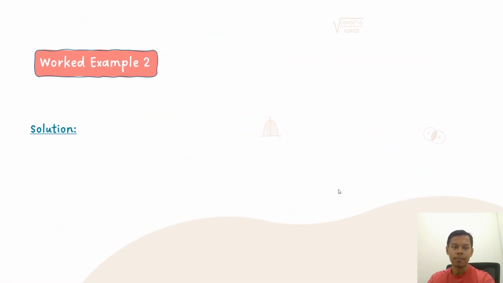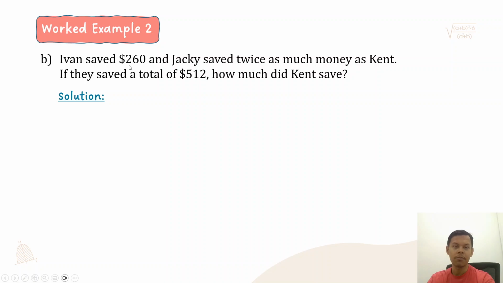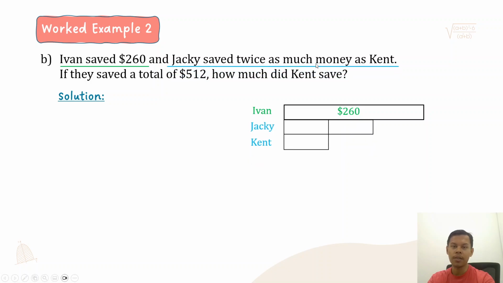Alright. Next question. Ivan saved $260 and Jackie saved twice as much money as Ken. Okay, if they save a total of $512, how much did Ken save? Okay, over here, we can notice that we have three characters here, Ivan, Jackie, and Ken. So let's just draw one by one. Ivan is 260. The second part is Jackie saved twice as much money as Ken. So this is Jackie, twice as many as Ken. So make sure all of this is being drawn properly and accordingly.